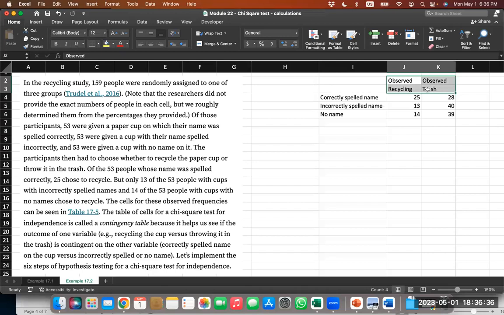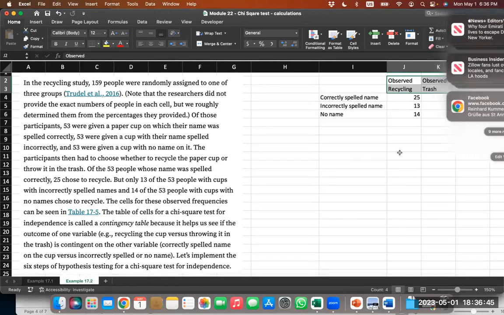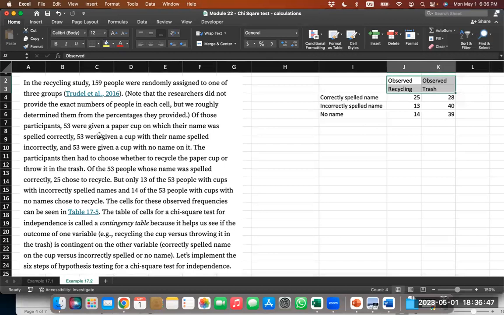So this is what you're observing. You're observing whether customers are trashing or recycling their cup. So you assign 53 people to one group. And I'm just going briefly through that, because if you're facing a question like that on the quiz, you gotta extract that information out of the question, right?